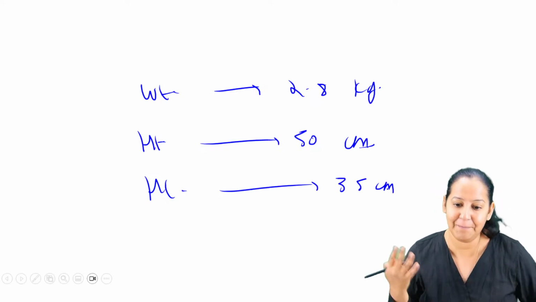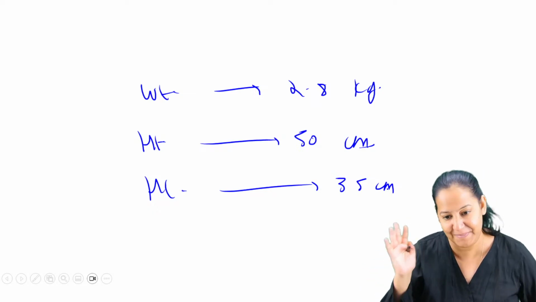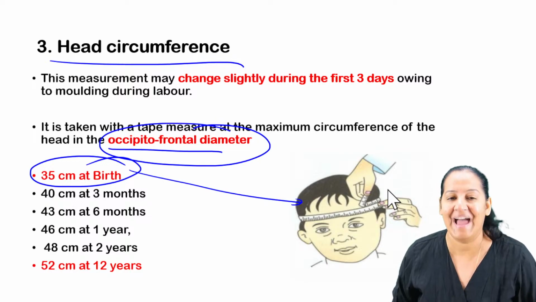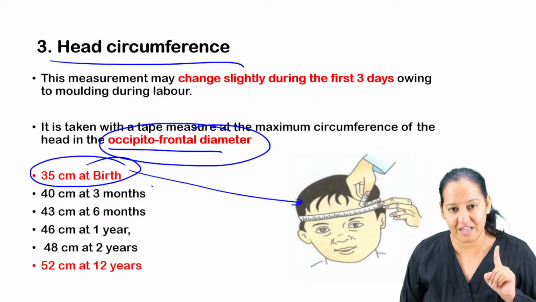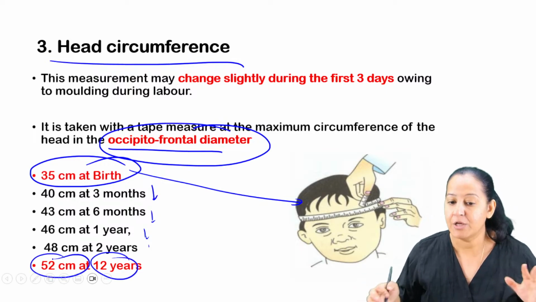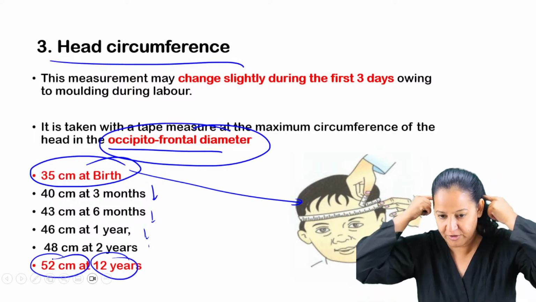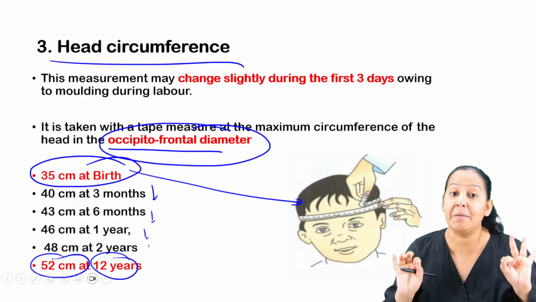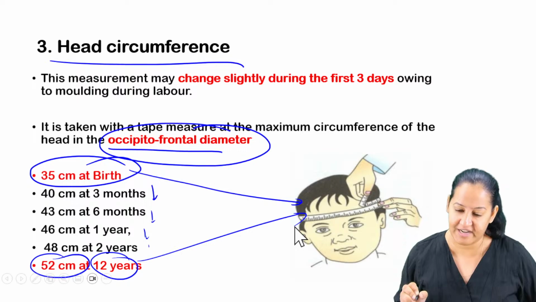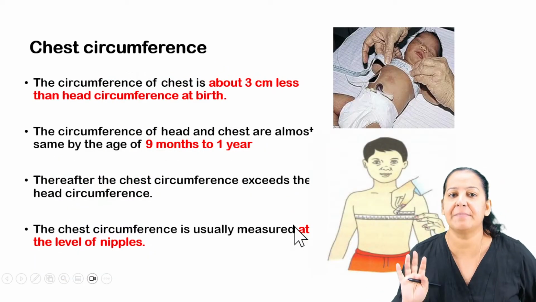The remaining you will see in pediatrics, how it increases with age. In pediatrics, you will learn in neonatology. Here also I have given the charts if you wish. Anyways, at birth, and after that, it keeps on increasing. At 12 years, it becomes 52 and becomes constant. If you measure mine, it's almost 52. After 12 years, it doesn't increase. This is about the head circumference.